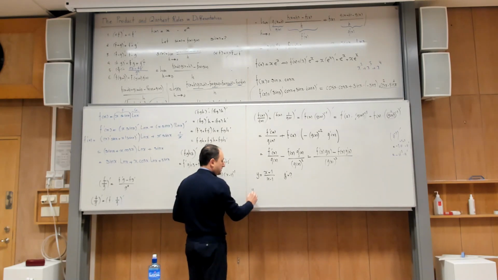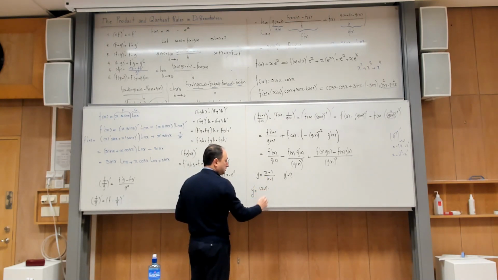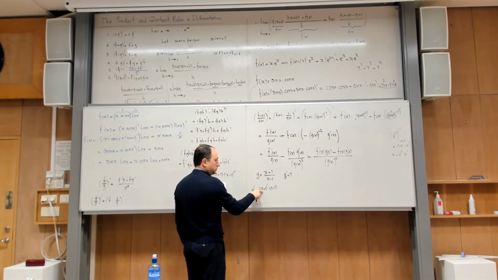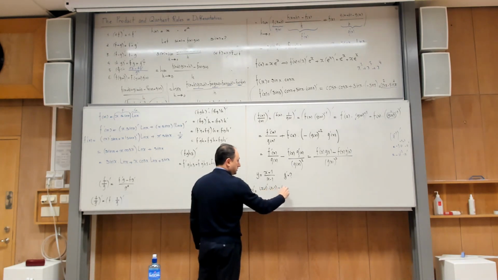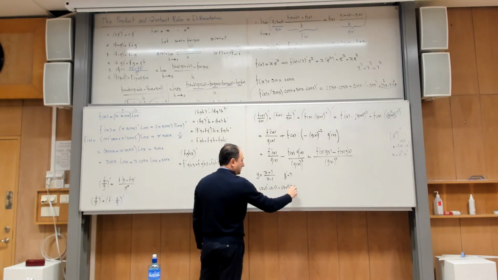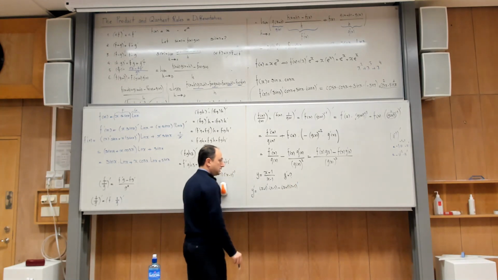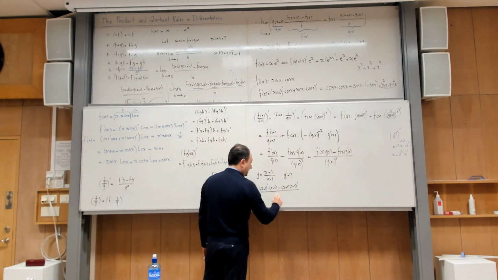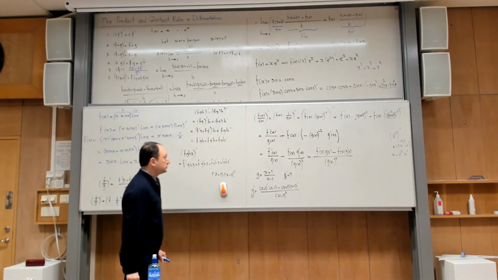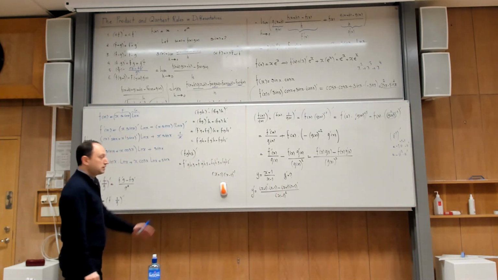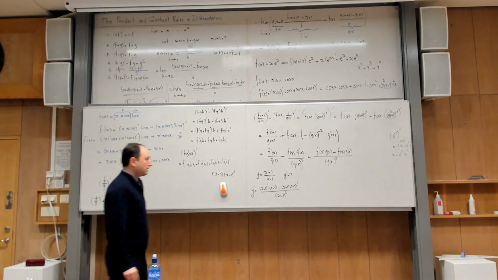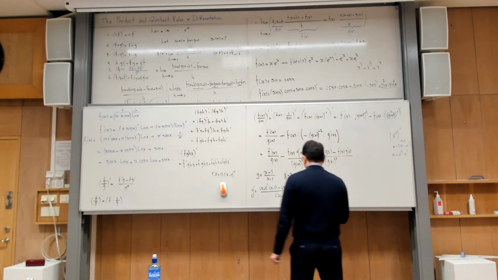So y prime is what? The derivative of the numerator multiplied by the denominator itself, minus the numerator multiplied by the denominator's derivative. But not divided by the denominator, divided by the denominator squared. So I'm using the formula, yes? Is that understandable? And then you have to calculate until there are no primes left.